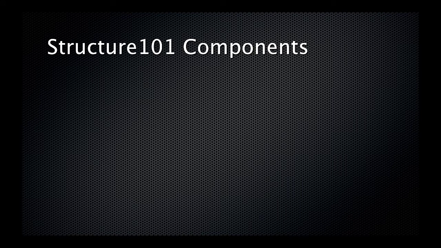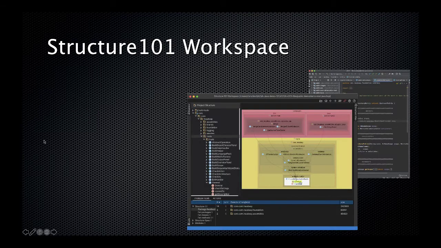Structure101 provides a number of separate components for working with the structural model. The main ones are called Workspace, Studio, Build, and Dashboard. Let's have a look at each of these next. Workspace is a standalone app for browsing the structural model. It provides a project explorer, lists of structural problems, such as spec violations, and an interactive structure map.